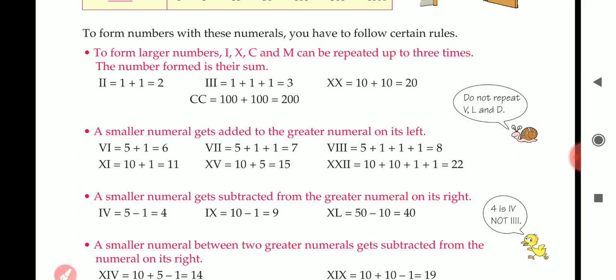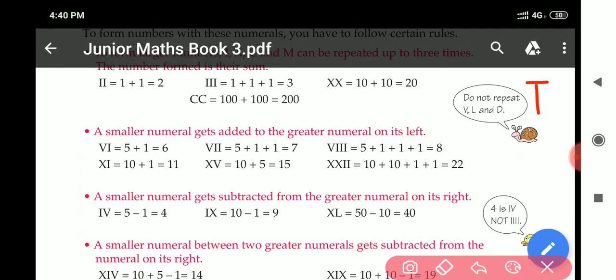To form larger numbers, I, X, C and M can be repeated up to 3 times only. Suppose we write 1 by this, and if we have to write 2, we will do like this. If we have to write 3, we will write it with 3 numerals, and if we have to write 20, we write this. Okay, now if we have to write down 6, 7, then how can we write it?